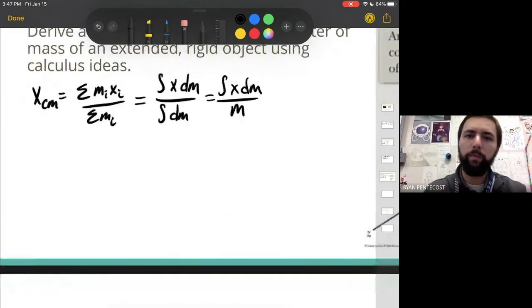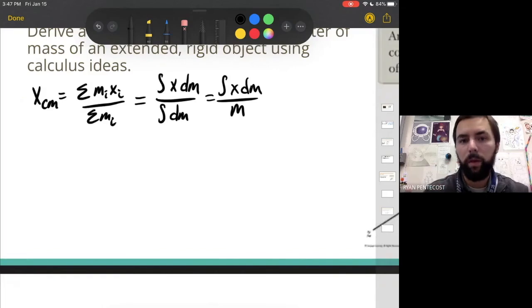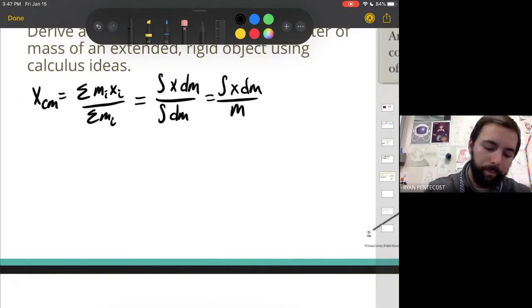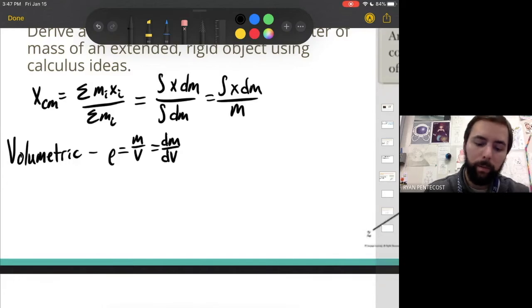But what we can do is talk about density. There are 3 types of density that we'll talk about in this class. The first one that everyone is familiar with is volumetric density, and that has the symbol rho, which is like a curly P, and that is mass divided by volume, right? Or you could say that is dm divided by dV.